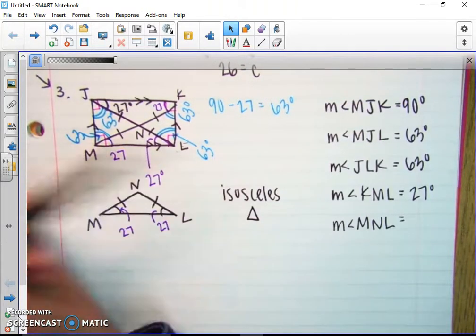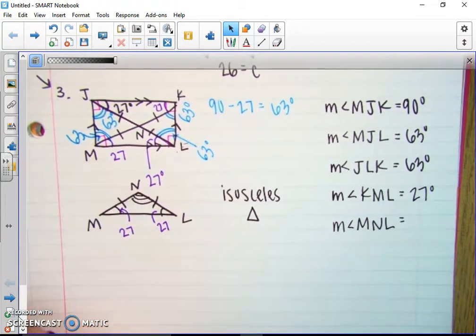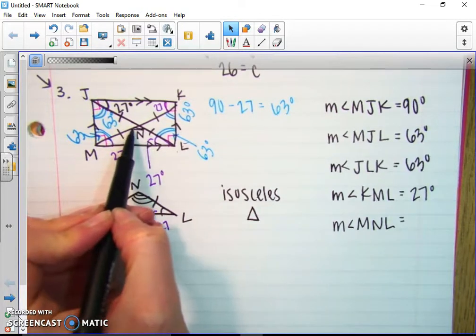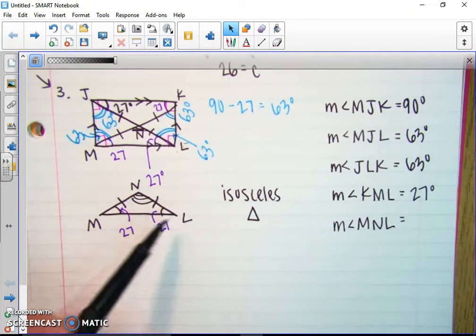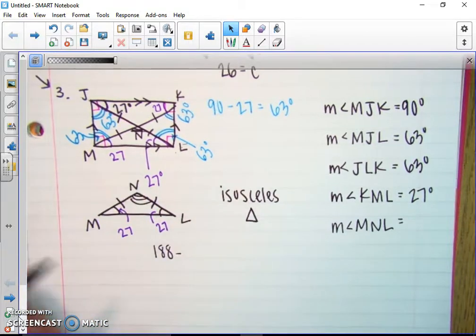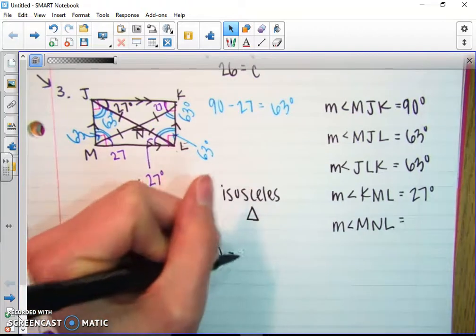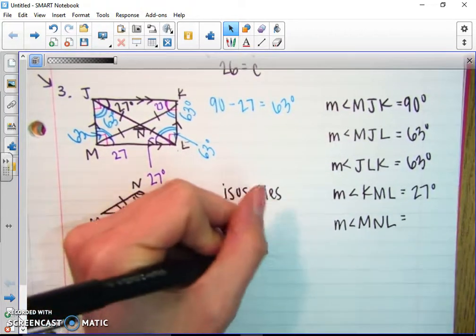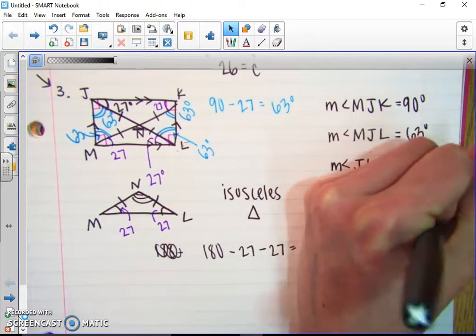And then lastly, MNL. How could we find that one? So that's right here. Well, let's look back at this little triangle we drew. What do we know a triangle is going to sum to? It's going to sum to 180. We know that that's 27, and that's 27. So what? Let's find out. We're going to have 126 degrees remaining.